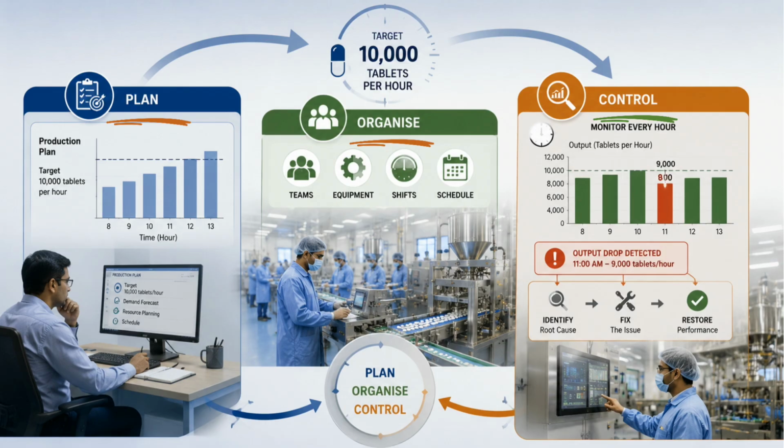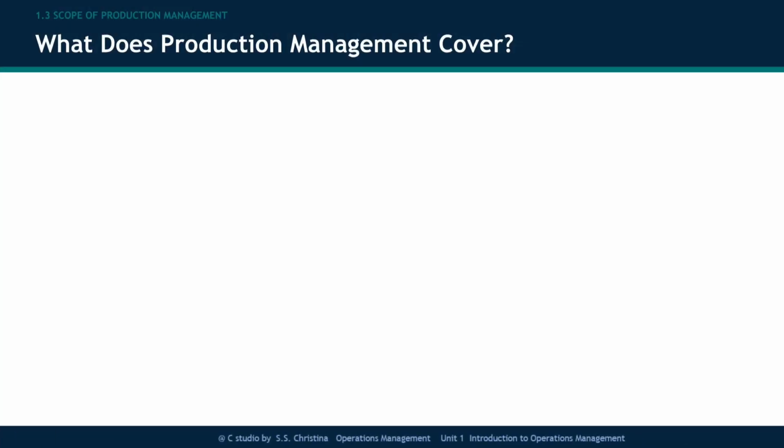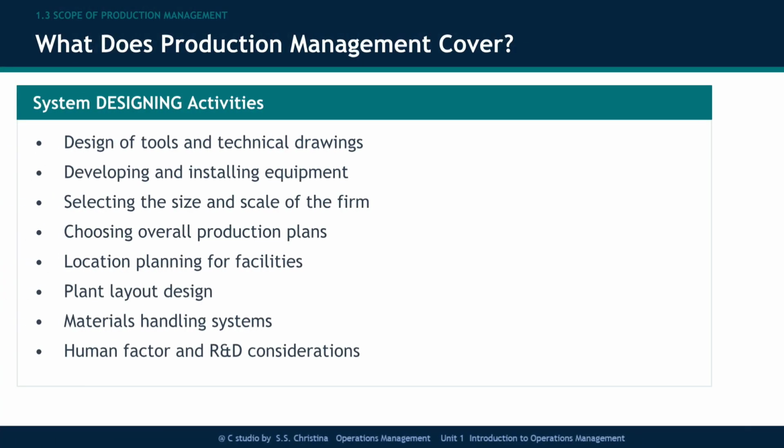That continuous cycle of plan, organize, control is the heartbeat of production management. The major objective of all this is to produce quality goods and services at the right price, at the right time. The modern production manager pursues optimal resource use, waste minimization, statistical quality control, and quantitative decision-making techniques. The scope of production management divides naturally into two broad categories: designing the system and then running it.